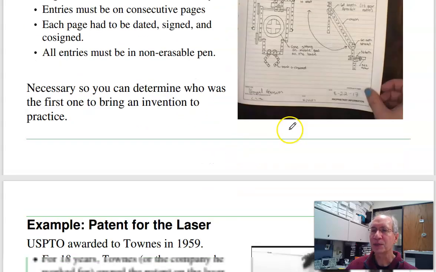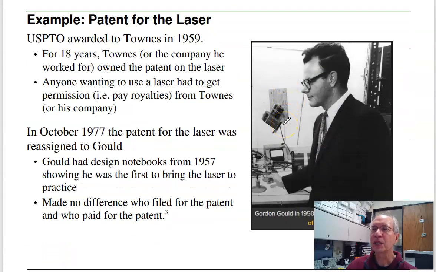Because this is a legal document, it was going to be used for patents, proving who was the first to bring it to practice. Example of that would be the laser. The laser was awarded to Townes in 1959. For 18 years, Townes, meaning the company that he worked for, owned the patent for the laser, and anybody wanting to get use of the laser had to get permission, i.e. pay royalties to Townes or his company.